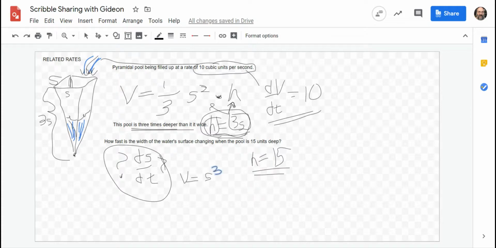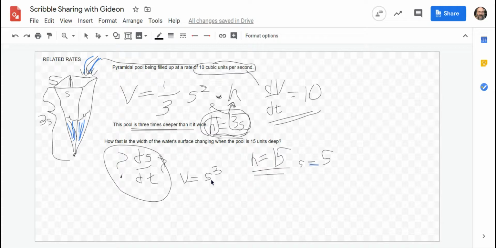Now, right, H is 3s. So when the height is 15, I know s is 5, right? The height's 3 times bigger. So do I put in s equals 5 right now? Should I do that right now? Put in s equals 5? Well, no, of course not. Because if you put in 5, you would just get 125. And when you tried to take the derivative, it'd be a constant, 0.